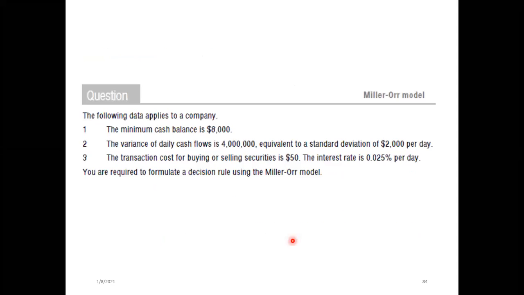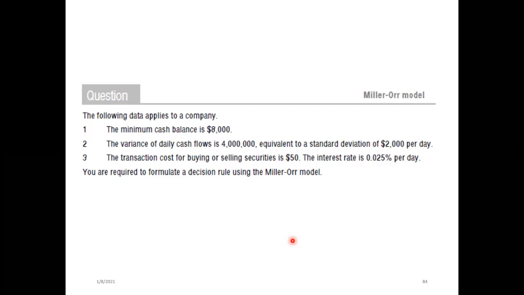Here's one question for you. The following data applies to the company. The minimum cash balance is 8,000. The variance of daily cash flow is 4 million, equivalent to a standard deviation of 2,000 per day. The transaction cost of buying or selling securities is $50. The interest rate is 0.025 per day, and you are required to formulate a decision using the model.